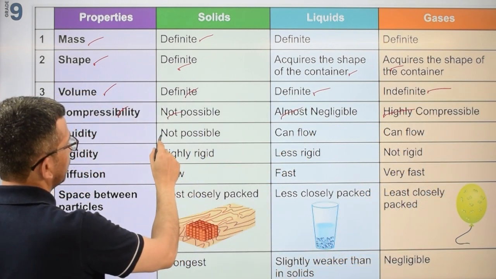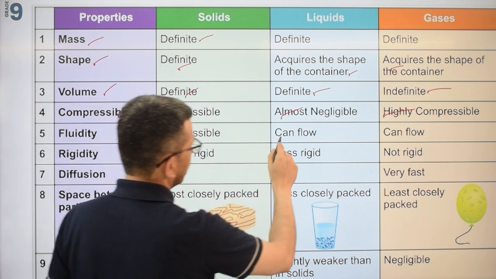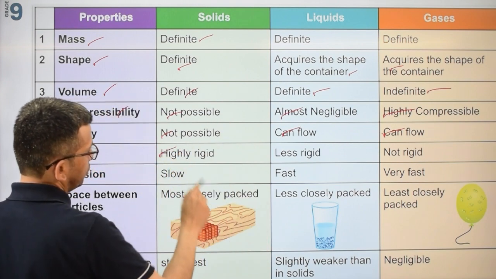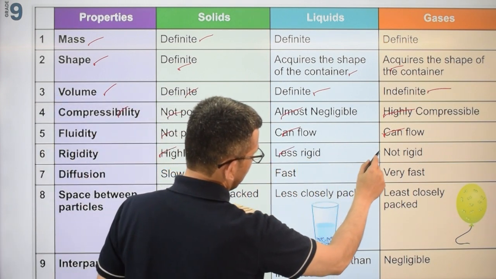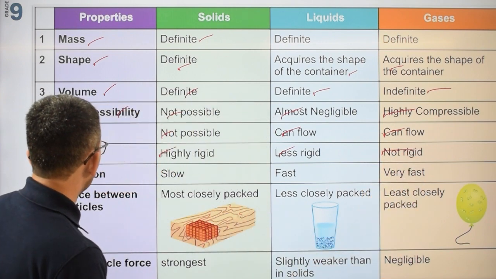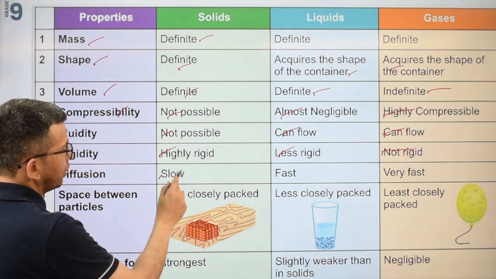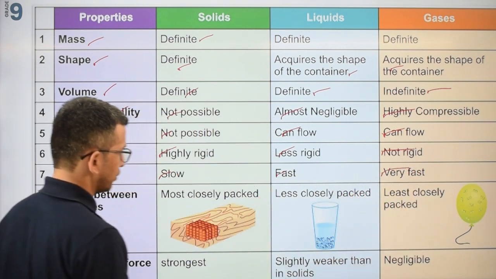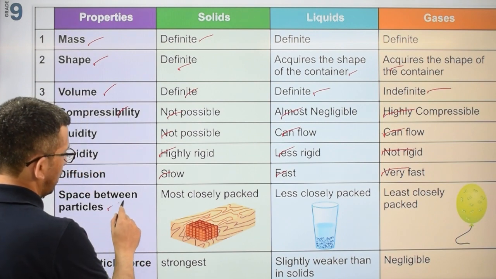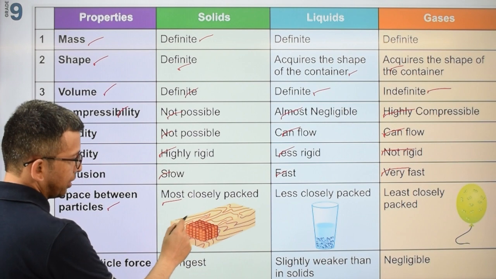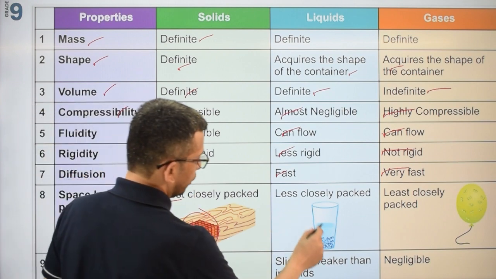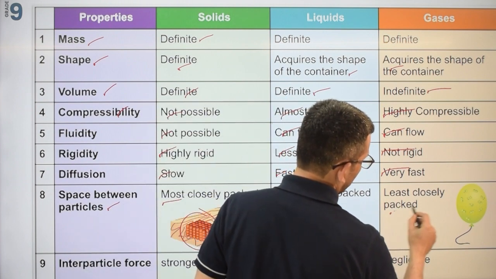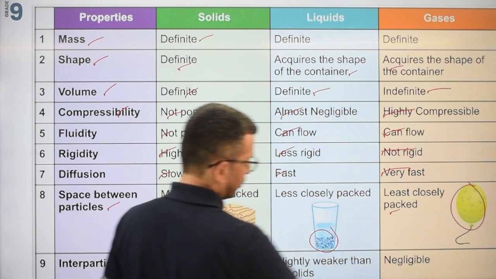Fluidity: not possible with the solids, as we know that they cannot flow. Liquids can flow, even gases can flow. Rigidity: solids are highly rigid in shape and size, liquids are less rigid, and gases are not at all rigid. Diffusion is very slow in case of solids, very fast in liquids and extremely fast in case of gases. Space between the particles: solids have the most closely packed structure, as you can see here, liquids are loosely packed because you will find some space between the molecules, and gases are the least closely packed, with most of the intermolecular space.